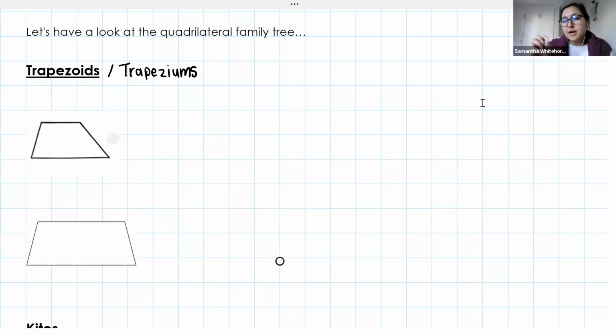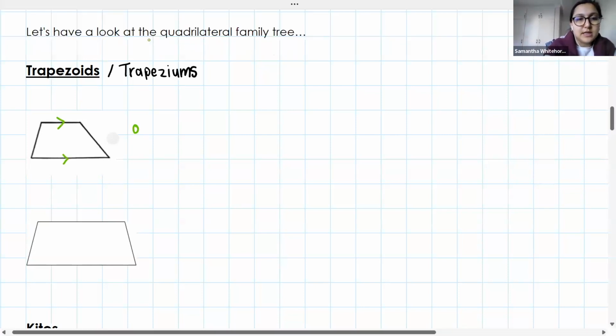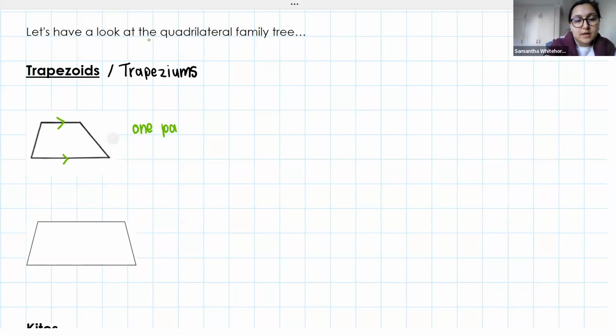But the defining characteristic that we need to know for a trapezium is the fact that we have one pair of parallel sides. Now guys, when I say one pair, that's opposed to two pairs. So if we had a parallelogram, which we'll talk about just now, there are two pairs of parallel sides. Now remember guys, we use the arrows on a line to show that they are parallel. So we've got one pair of parallel sides. And that's really our defining characteristic of a trapezium.